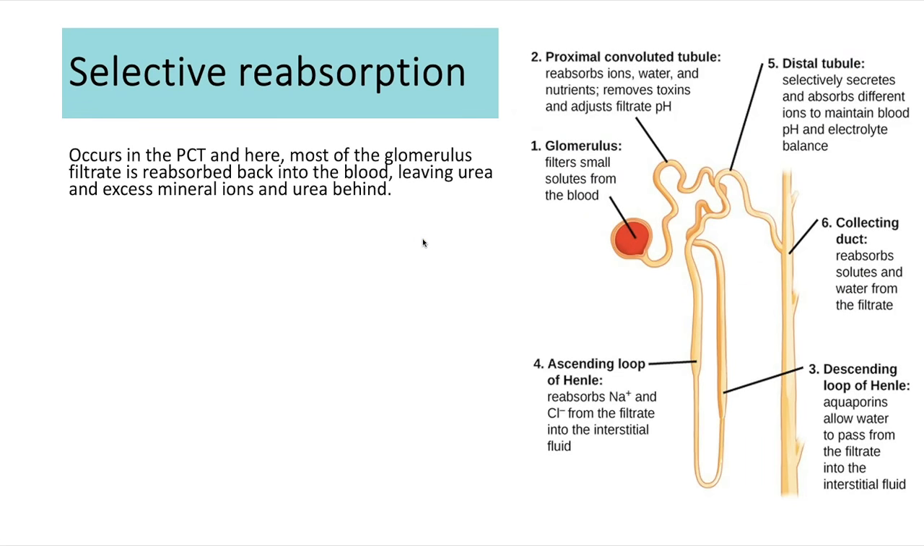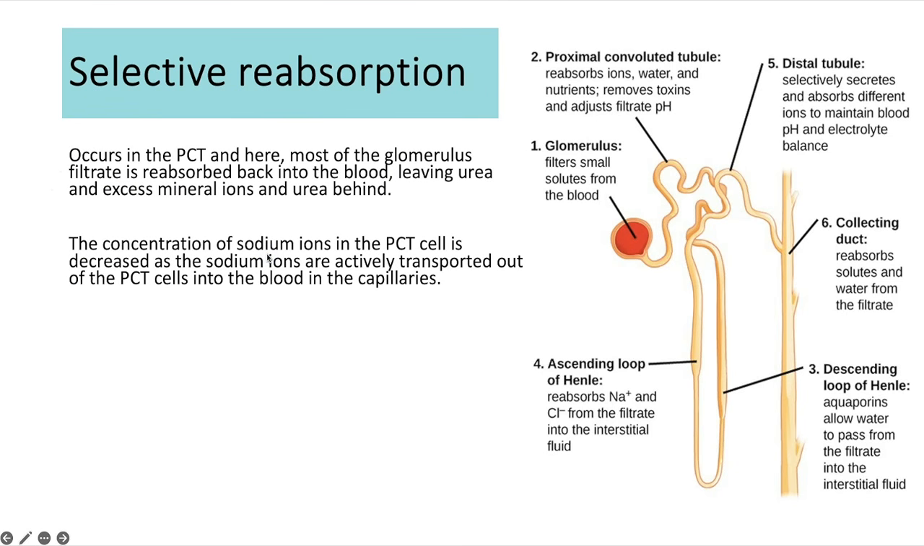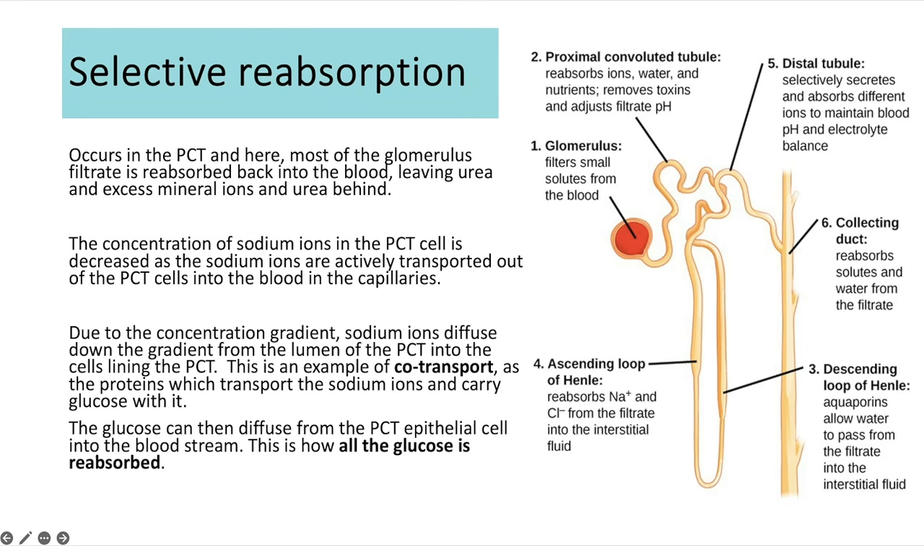And this is where we have most of the filtrate reabsorbed back into the blood, just leaving behind the urea, excess mineral ions, and some of the excess water in the filtrate. The main things that are happening here, though, are that the glucose is going to be actively transported. And this is an example of co-transport, much like you would have learned in digestion, the co-transport of sodium ions and glucose from the lumen into the cells. That is what's happening here as well.